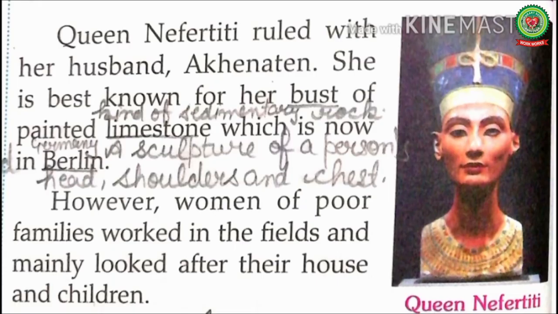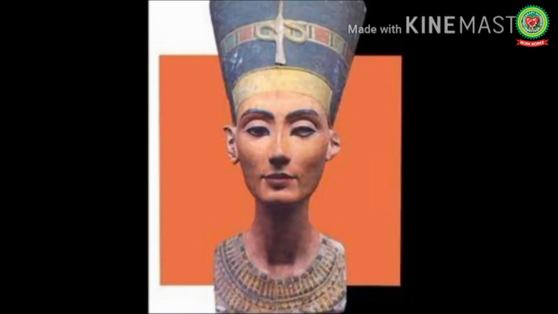Now the next powerful female pharaoh was Nefertiti, who ruled with her husband Akhenaten. She is best known for her bust of painted limestone, which is now in Berlin. Here bust means a sculpture of a person's head, shoulders and chest. Here limestone means a kind of sedimentary rock. In Hindi we can say Chuna Pathar. And Berlin is the capital of Germany. Students, this is the picture of Nefertiti, who is best known for her painted limestone bust.